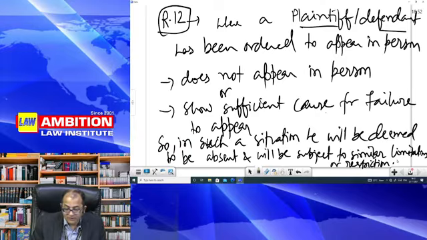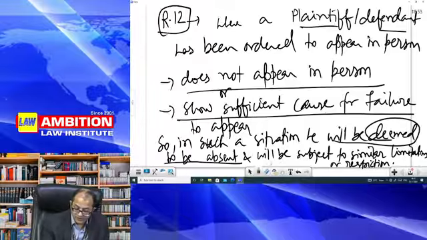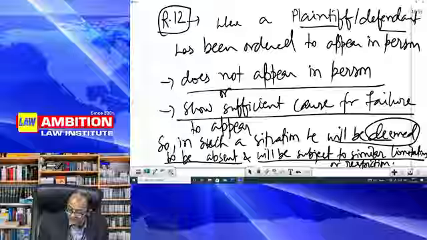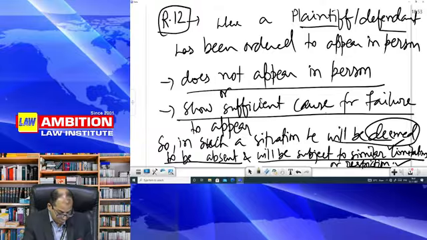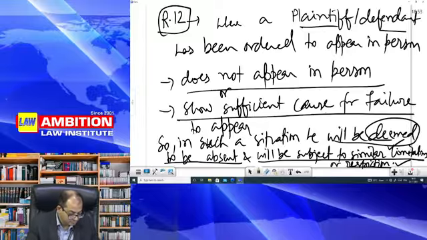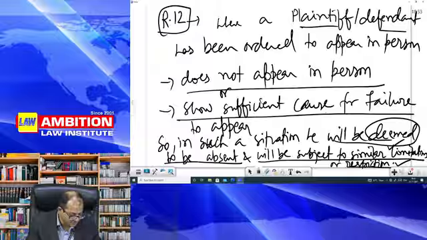Where a plaintiff or defendant has been ordered to appear in person, does not appear in person, or shows sufficient cause for failure to appear, in such a situation he will be deemed to be absent and will be subject to similar limitation or restriction. The above mentioned provisions shall apply mutatis mutandis. It will be deemed that the party did not appear. ऐसा मान लिया जाएगा. It will be deemed.